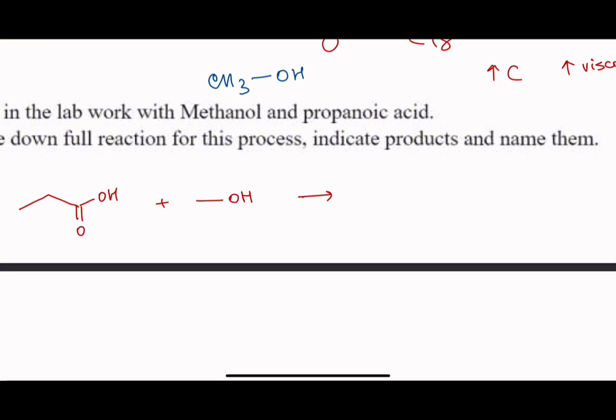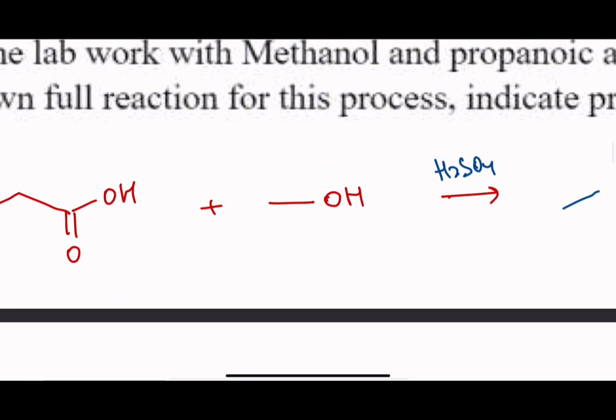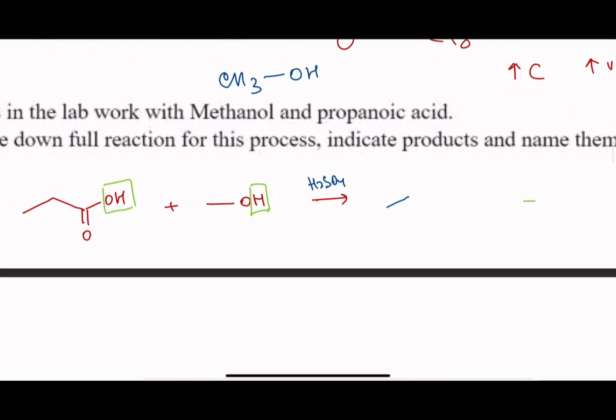And then you create an acidic environment, H2SO4, and they combine. We're going to take OH from here and H from here. To be honest, you can take from either way. It's theoretical knowledge anyways. And then you have just the structure itself, and then you have this product.